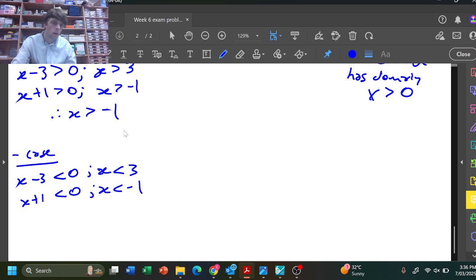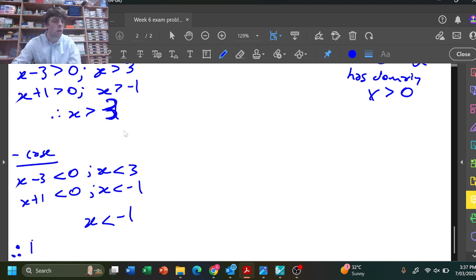Now again, if a number is less than negative 1, it's also less than 3. Sorry, that should be the other way around. So that means that the number needs to be less than negative 1. Then it'll be defined, because if it's less than negative 1, it's also less than positive 3. And in the positive case, if it's greater than 3, it's also greater than negative 1. So therefore, we have this as our domain.